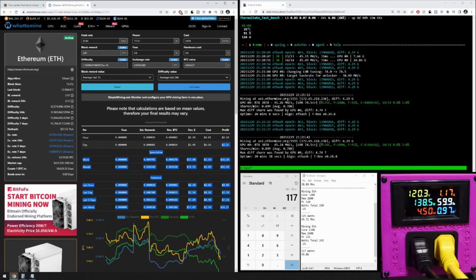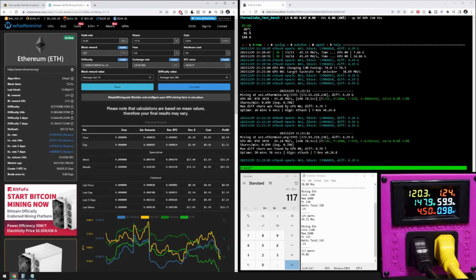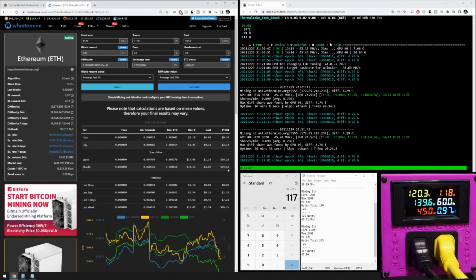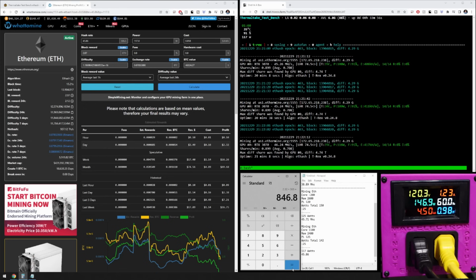If we take a look, we can see it's $2.49 for our revenue and our cost is 16 cents. So per day, we're making $2.32. Per month, we're making $69.68. So if we take our profit per day and multiply that by 365, we are at $846. Oh, that is rough. This is yearly profitability, guys. So off of this one card, we're making $846.80 per year. I mean, I should say it's not terrible.